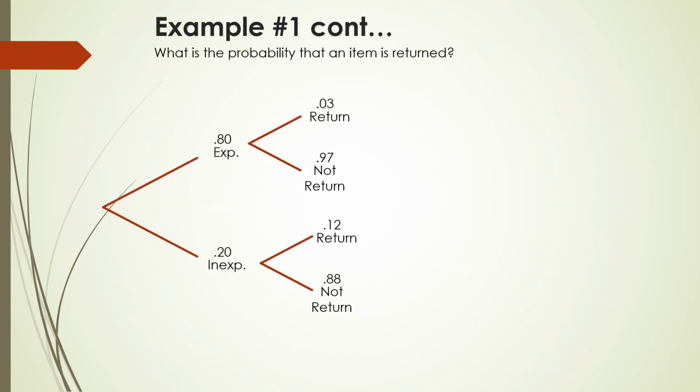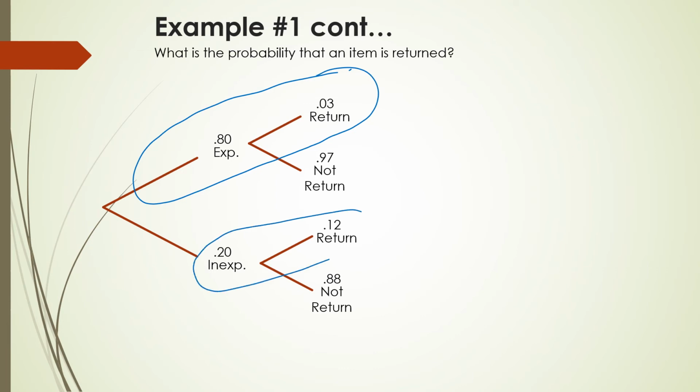All right, it says, what is the probability that an item is returned? There is no condition on that. We don't care if it was made by an experienced employee or an inexperienced employee. It doesn't matter. It just says what's the probability that an item is returned. So we need two branches. We need the branch of returns that were made by experienced employees, and we need returns made by inexperienced employees.